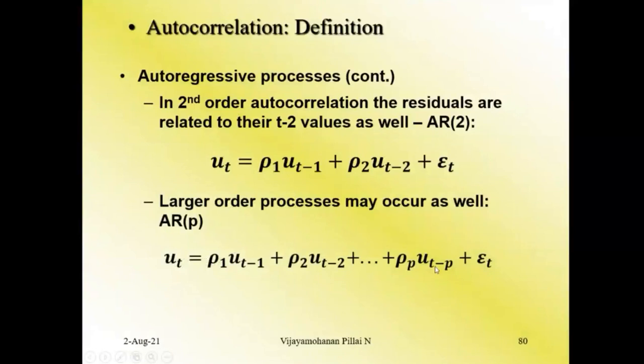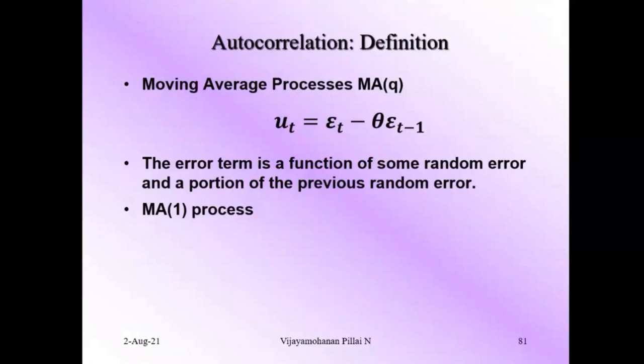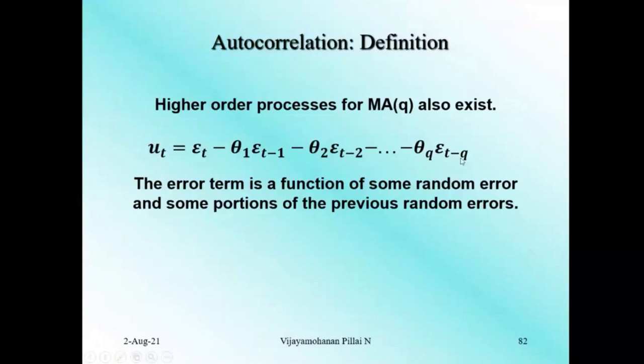Now, the moving average is different from the autoregression in that the current error term is regressed on the current random error term, epsilon t, which is a disturbance, and its past value, that is epsilon t minus 1. Here we are using one lag, therefore we have an MA1 process. We can have an MA(q) with q lags, using epsilon t minus 1 up to epsilon t minus q. So this disturbance term is a function of some random error and its own past values.